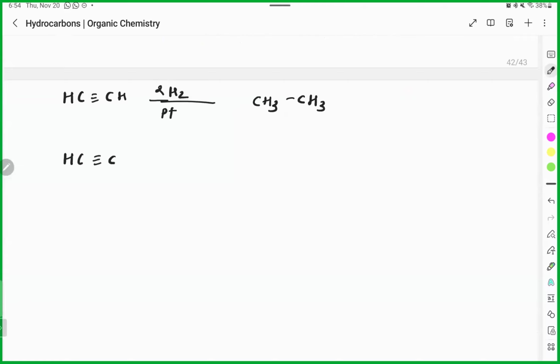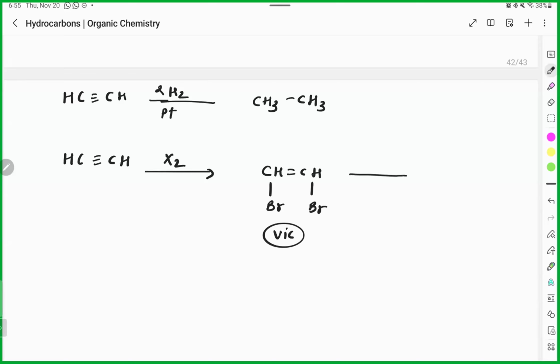If you have CH triple bond CH and you add halogen X2, how will you add this? A pi bond will break and both the halogens will get attached to each of the carbons. So it will form vicinal, not geminal. Correct? This is what can be asked.